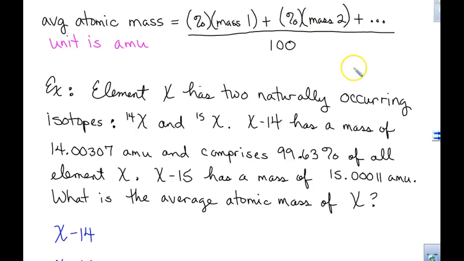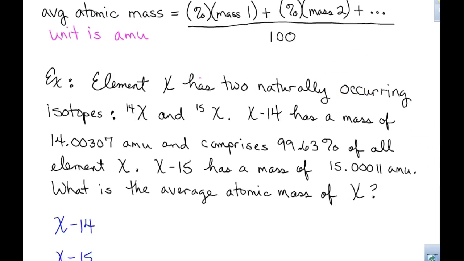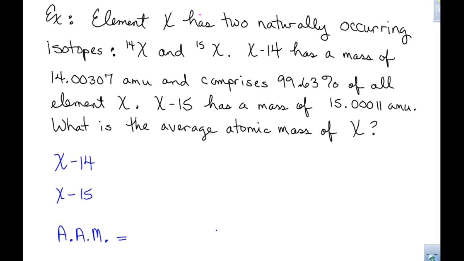Alright, so everyone here has had a chance to write down the problem. So, let's pick this apart. The problem is talking about unknown element X, and we know it has two isotopes. So let's write down the information that they gave us about the two isotopes. So X14 has a mass of 14.00307 AMU. So I'm going to make myself a little table here.